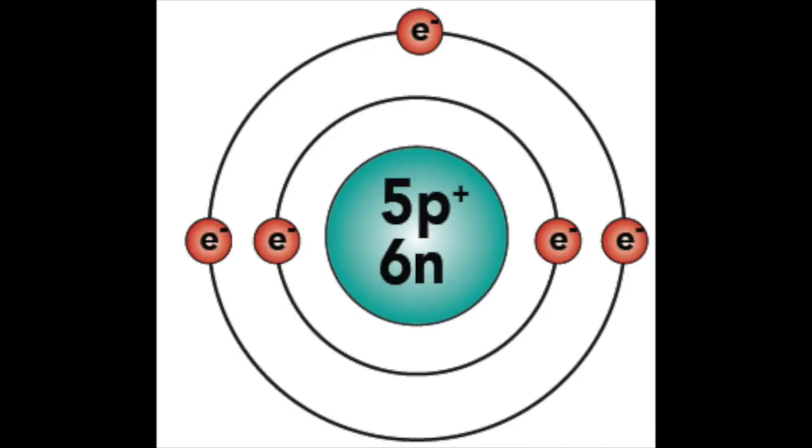So now we are ready to draw an atom of boron using the information. We need to show the 5 positive protons and 6 neutral neutrons in the nucleus. We also need to show the 5 negative electrons orbiting the nucleus in the different energy levels of the Bohr diagram.